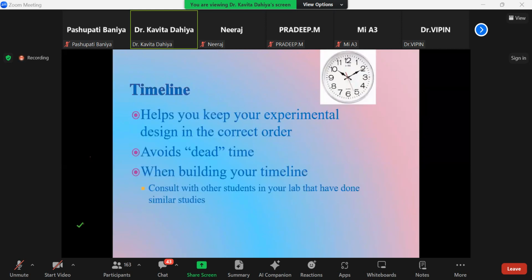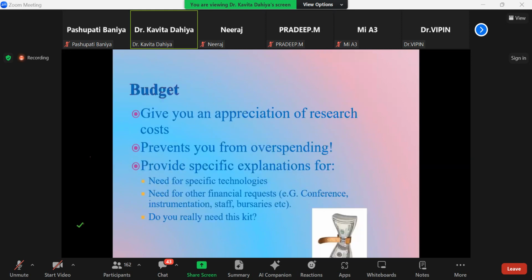So timeline is again very important, as it will help you to keep your experimental design in the correct order, because the timeline gives you the figure of how much time has been used and how much time is still in your hand. Avoid the dead times. When building your timelines, you need to consult with other students or your colleagues in your labs or in the same field who have done similar kinds of studies.